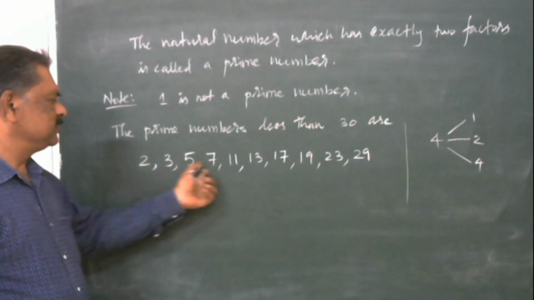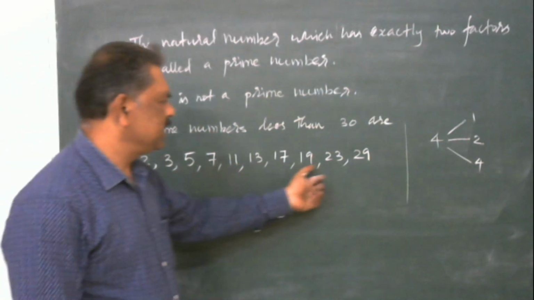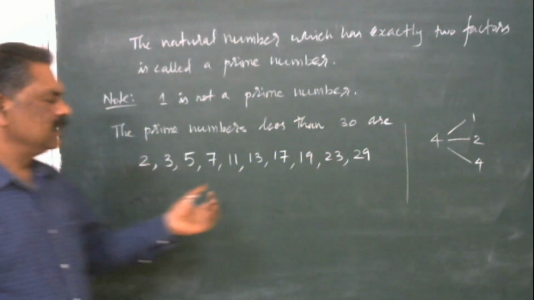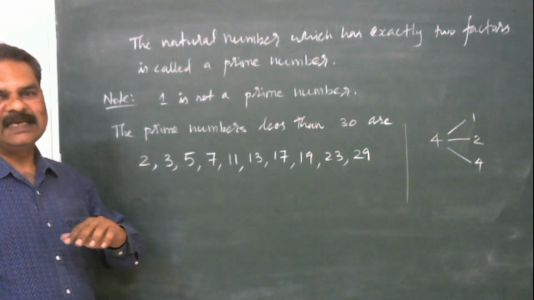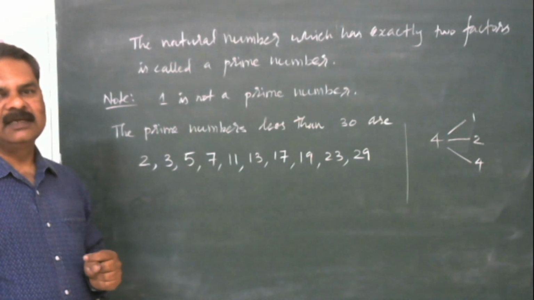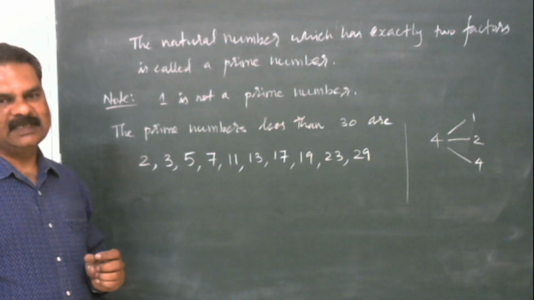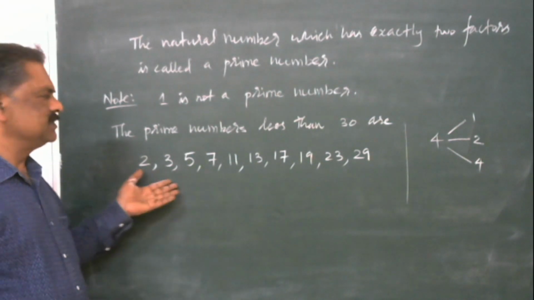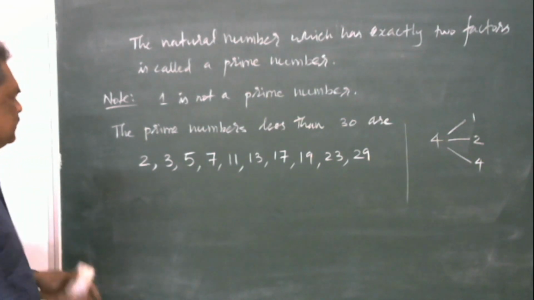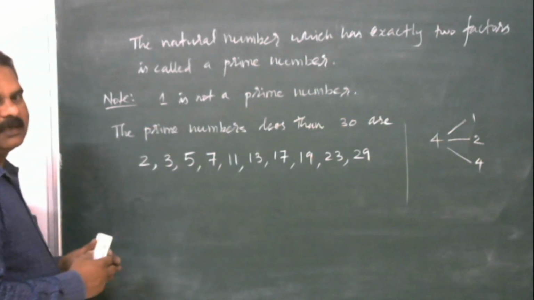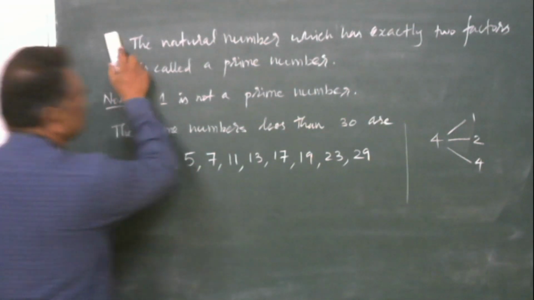2, 3, 5, 7, 11, 13, 17, 19, 23, 29. So these are the numbers not divisible by any other numbers other than the number 1 and itself. In other words, these numbers have two distinct factors. That's why we call them prime numbers.